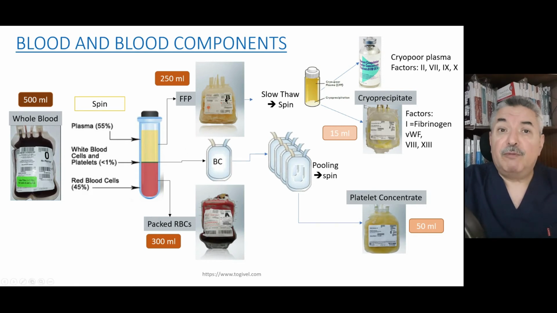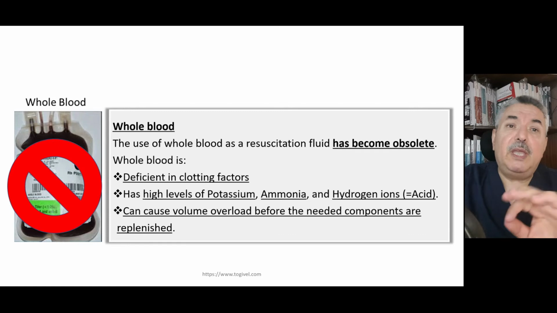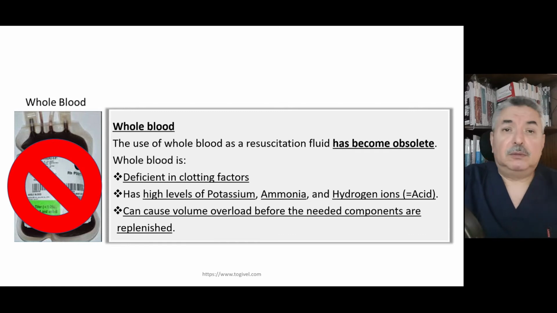We can use fresh frozen plasma with all clotting factors, coagulation factors, and with fibrinogen. Or we may use cryoprecipitate for fibrinogen concentration, or we may use platelet concentrate for platelets, and the star of the party is the packed RBCs. What we give is, we never give whole blood. We never give whole blood. If you give whole blood, this will deteriorate the patient. So this is the second mistake.